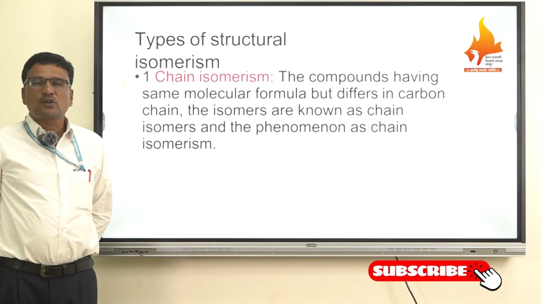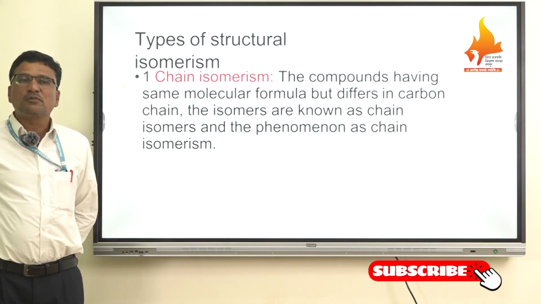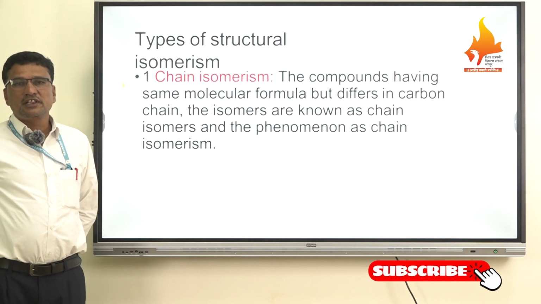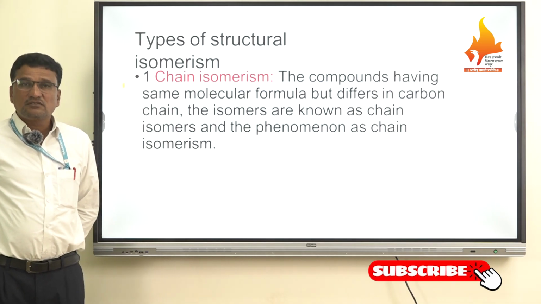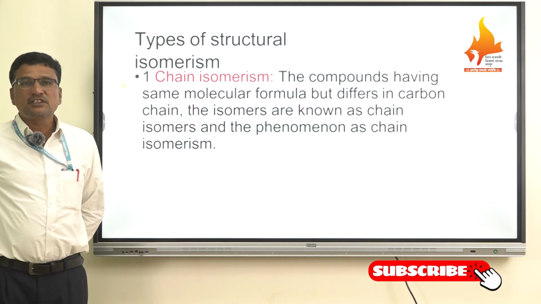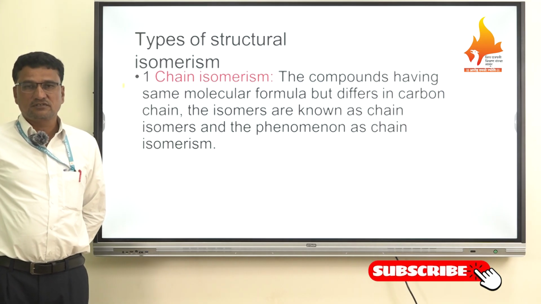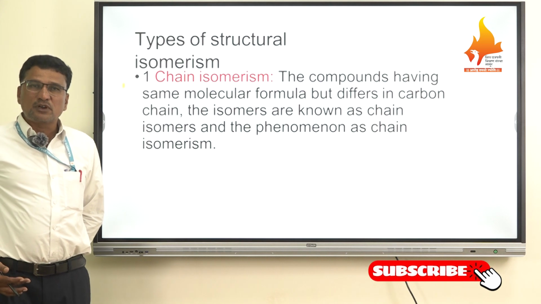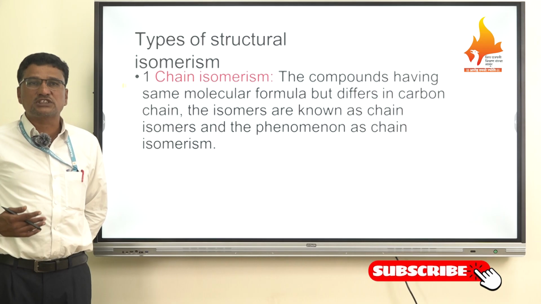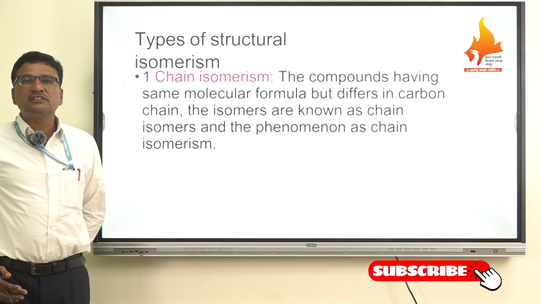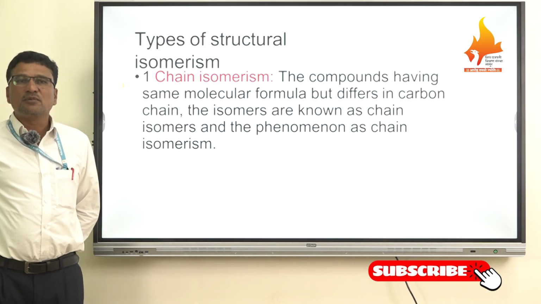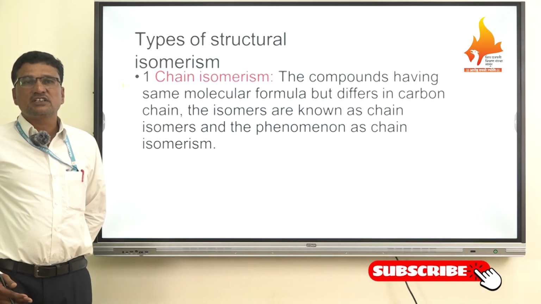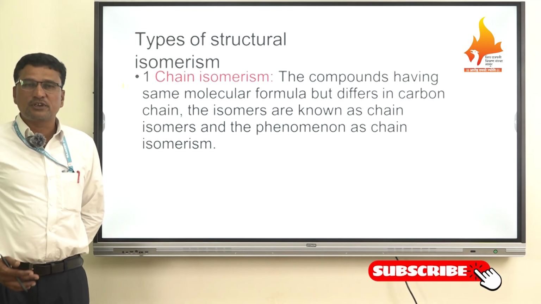Friends, you know, there are a lot of organic compounds that have the same number of carbon atoms, the same number of hydrogen atoms, and even the same number of oxygen atoms. But although they have the same numbers, they differ in their physical and chemical properties. Such compounds, which have the same molecular formula but differ in their physical and chemical properties, are called isomers of each other, and the phenomenon is known as isomerism. So today we are going to discuss this phenomenon, isomerism.